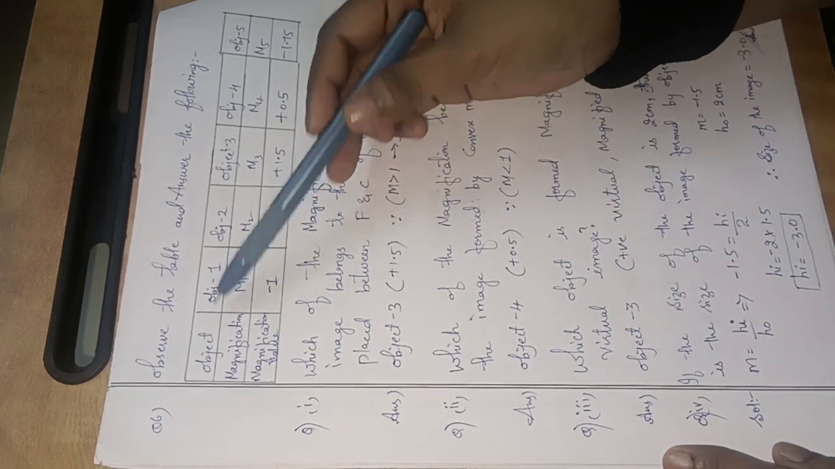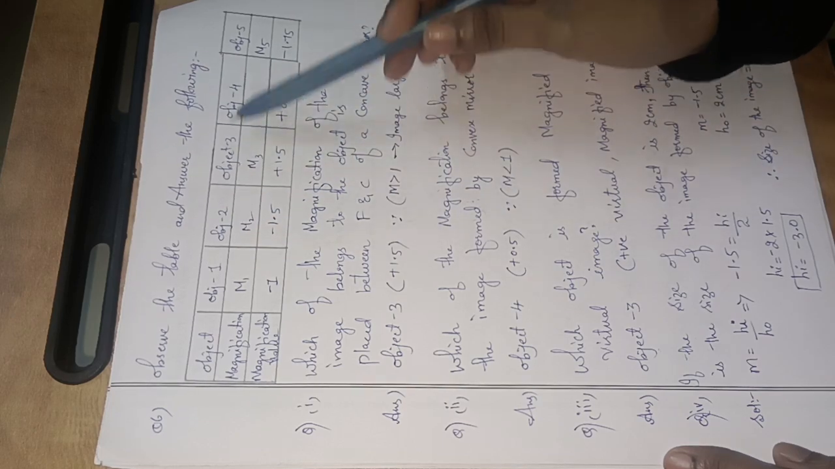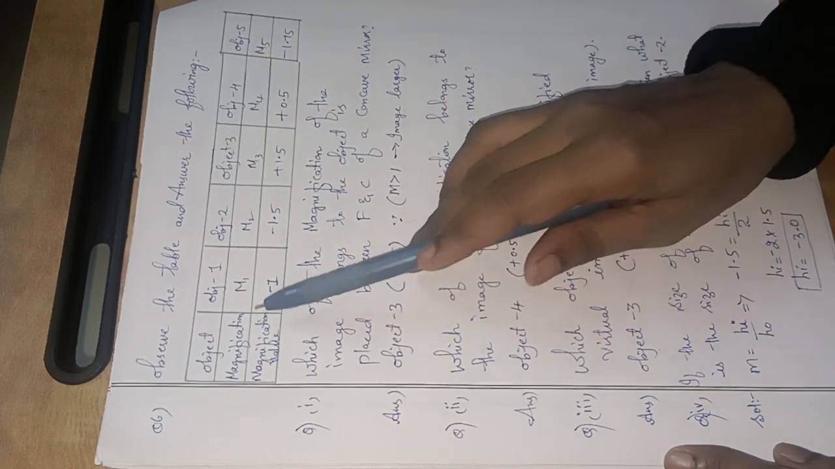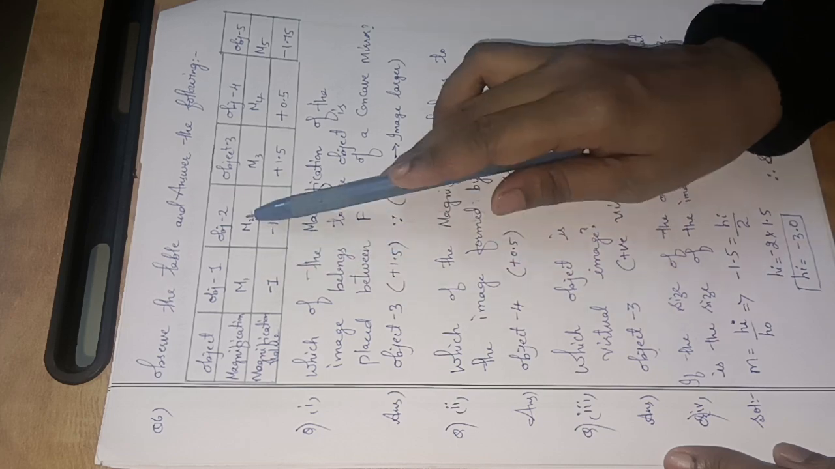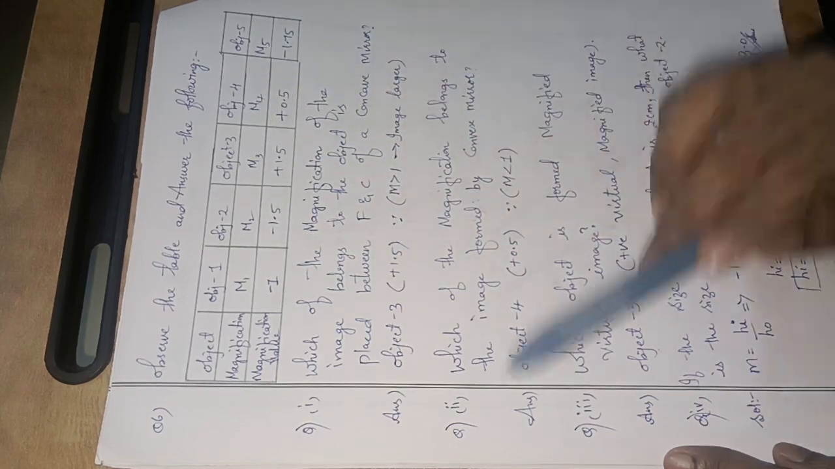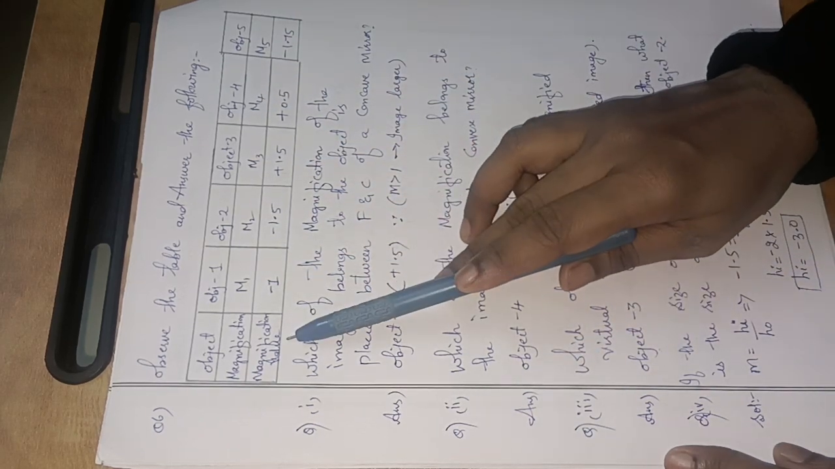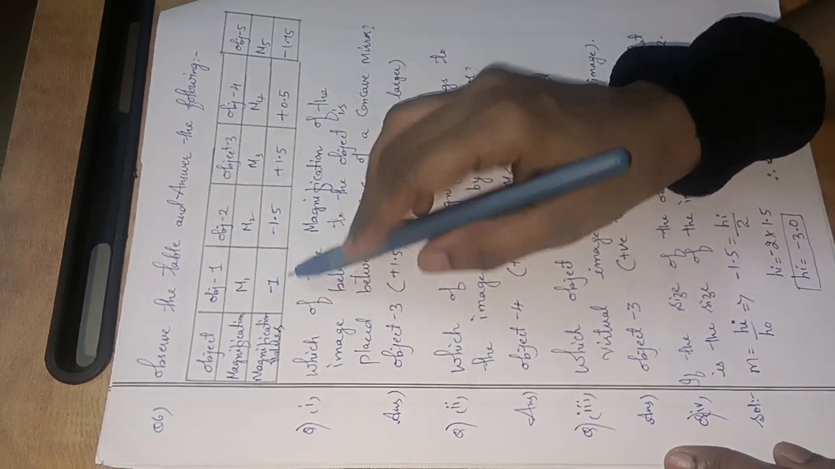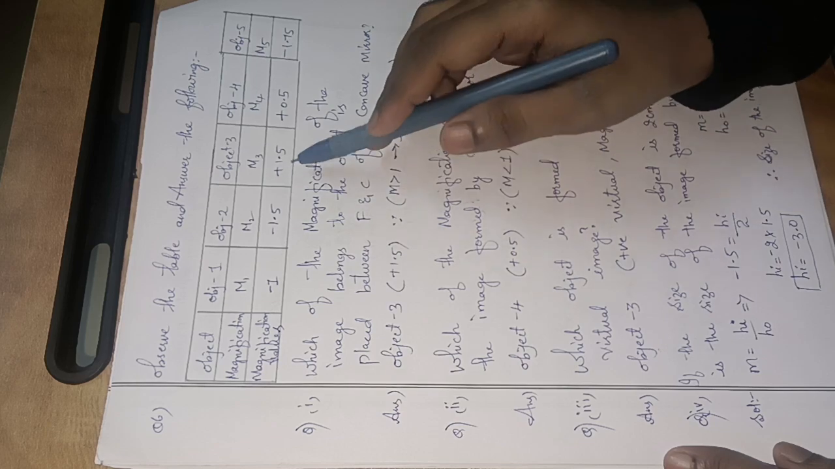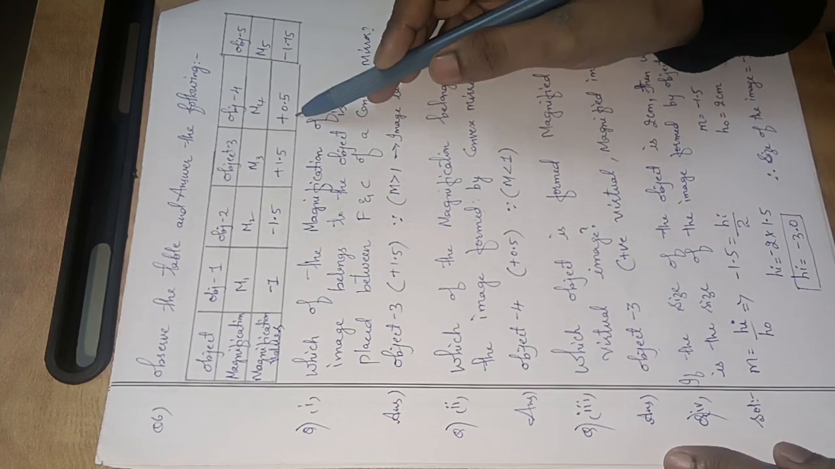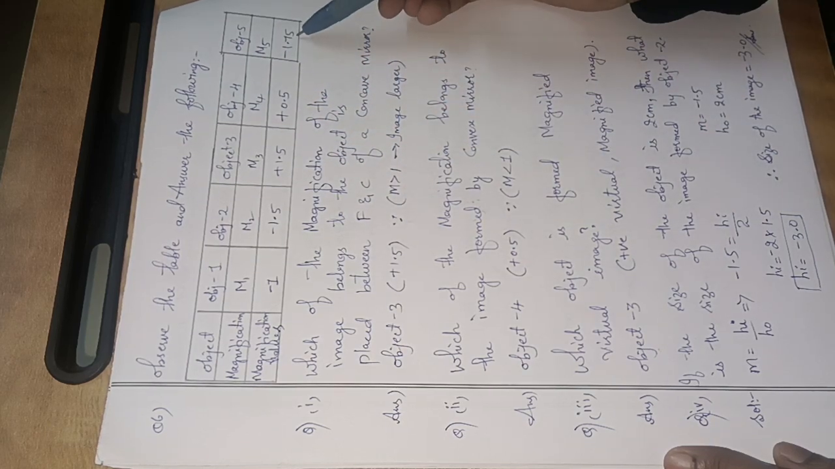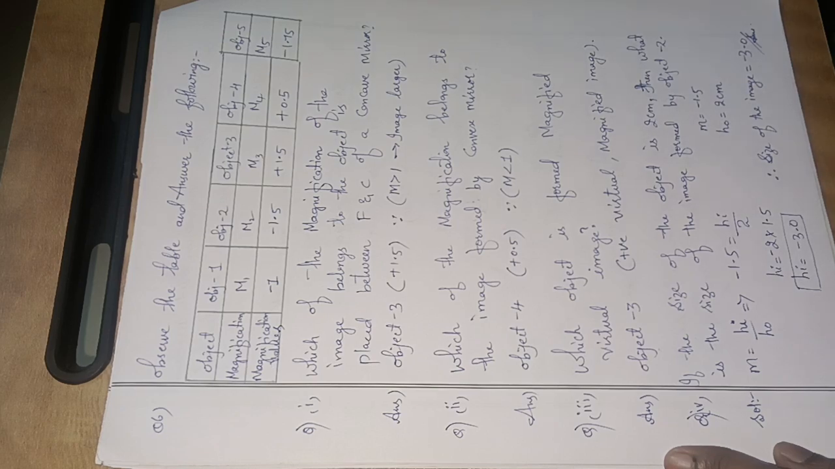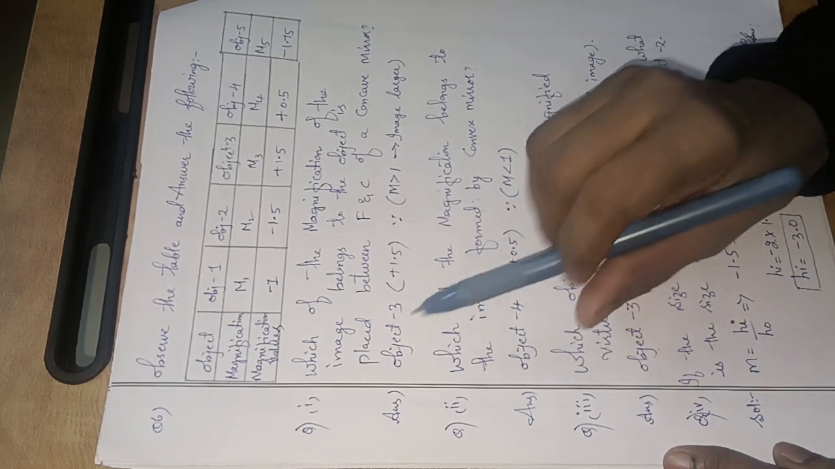So this is object 1, object 2, object 3, object 4, object 5. And the magnification M1, M2, M3, M4, M5. And the magnification values are like this: -1, -1.5, +1.5, +0.5, -1.75. So it is asking the first question.